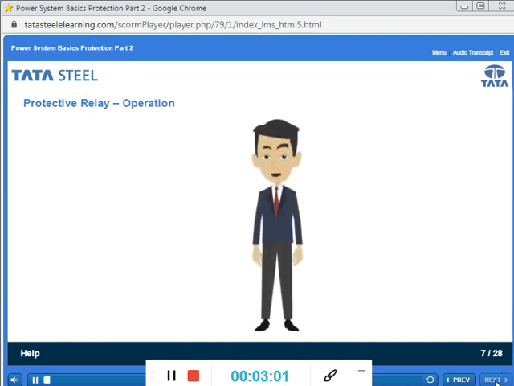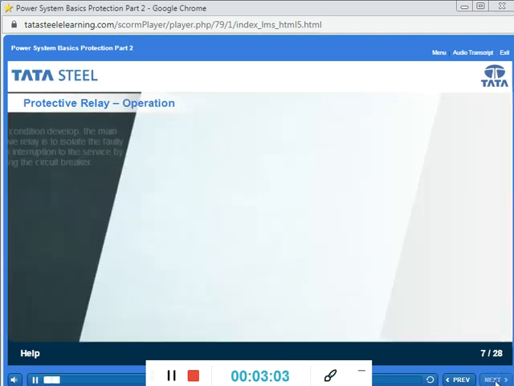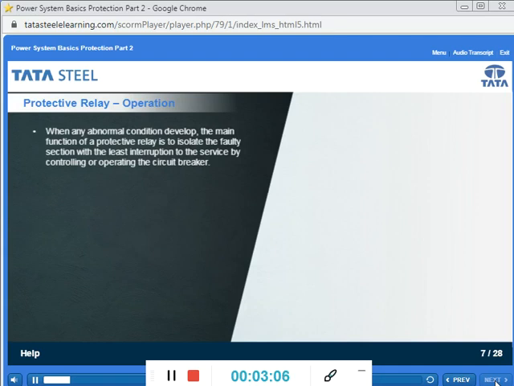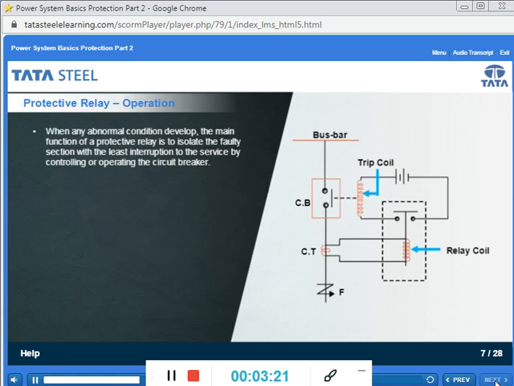Now, how does a protective relay operate? When any abnormal condition develops, the main function of a protective relay is to sense the fault and isolate the faulty section with the least interruption to the service by controlling or operating the circuit breaker. So, how does the relay sense the fault? Let us understand with the help of this diagram.